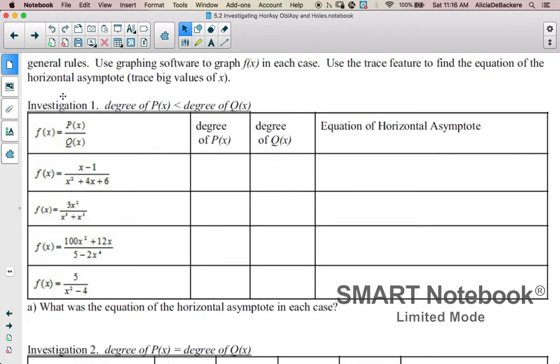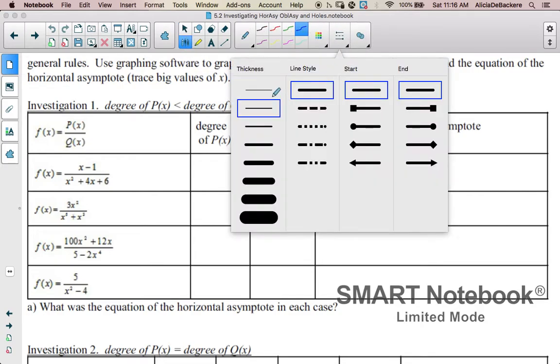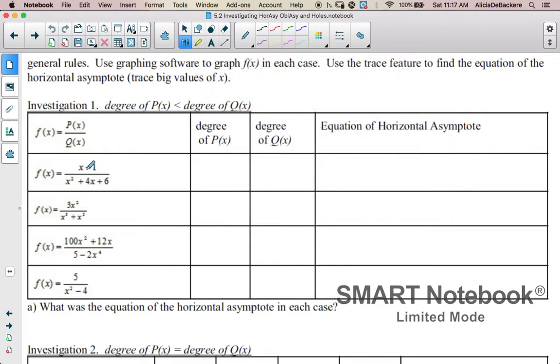In our first investigation, we've got 4 different functions we're going to take a look at, and for all of these, the degree of p at x in the numerator is smaller than the degree of q at x in the denominator. In the first one, the degree of the numerator is 1. Remember, that's the largest exponent on the x term, and in the denominator, the largest exponent is 2. And then we're going to take a look at, well, what does this graph look like? Where is the horizontal asymptote?